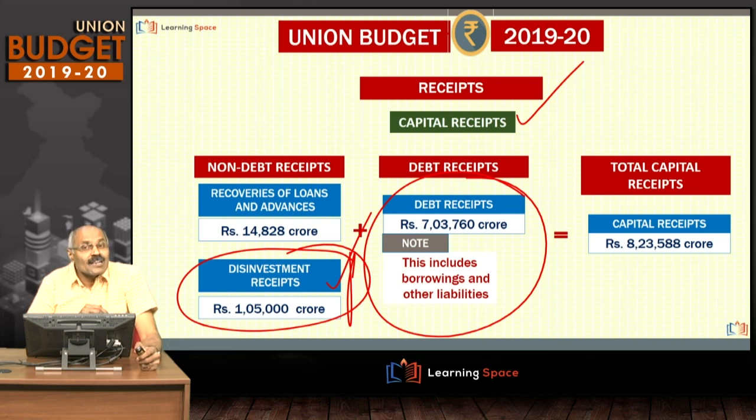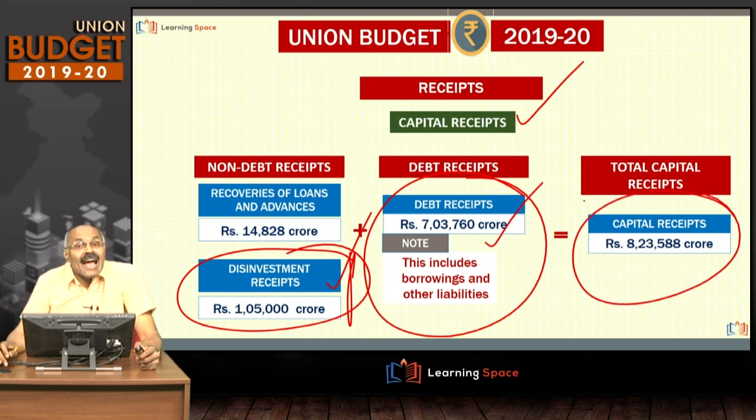3.3% of GDP we have already seen. And this includes borrowings and other liabilities. So friends, out of total 28 lakh crores of rupees, around 7 lakh crores of rupees are debt receipts, or you can say fiscal deficit, 3.3% of GDP. And if you include this, it is becoming 8 lakh crores.